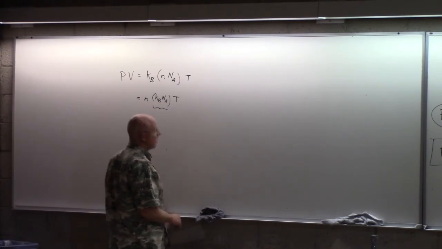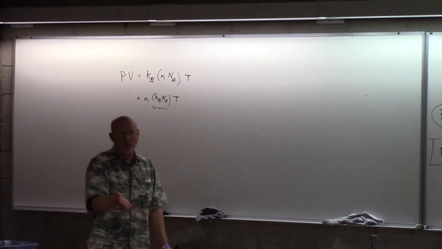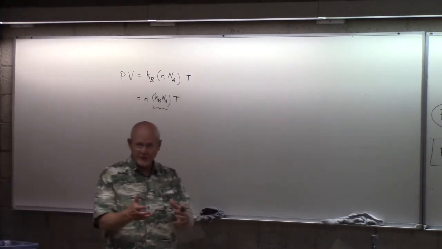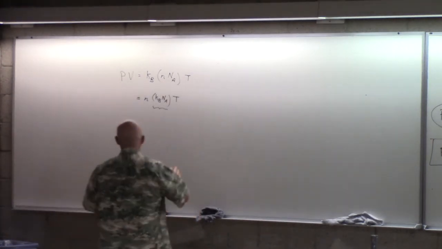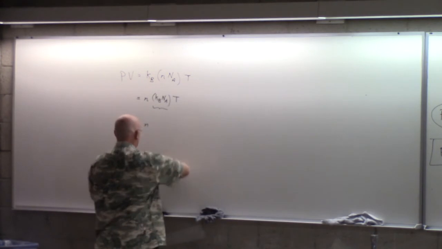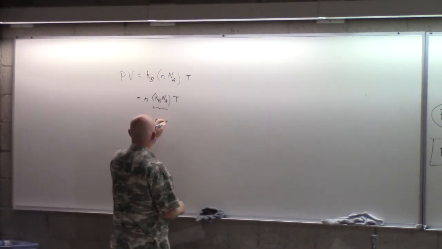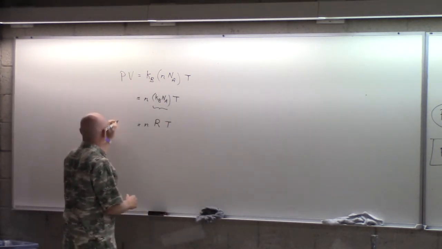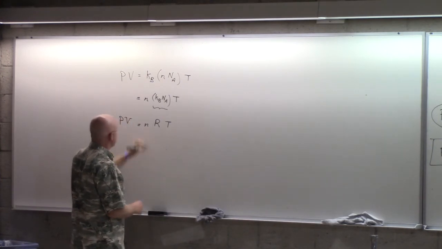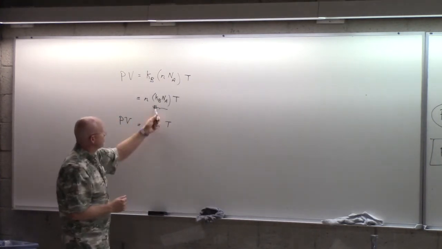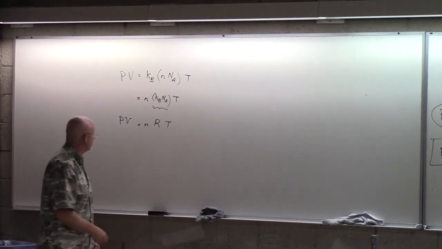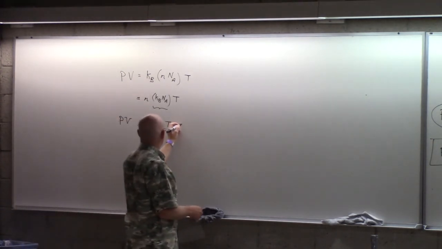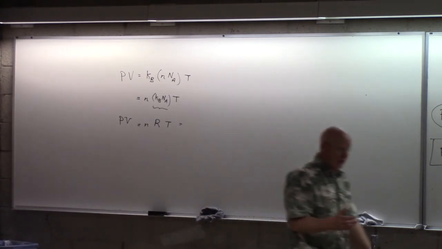And when you have 2 constants multiplied together, there's no point in thinking of it as 2 constants. You just might as well have 1 constant. And so what many of you are already familiar with is the R, the resulting number of multiplying Boltzmann's constant together with Avogadro's number.